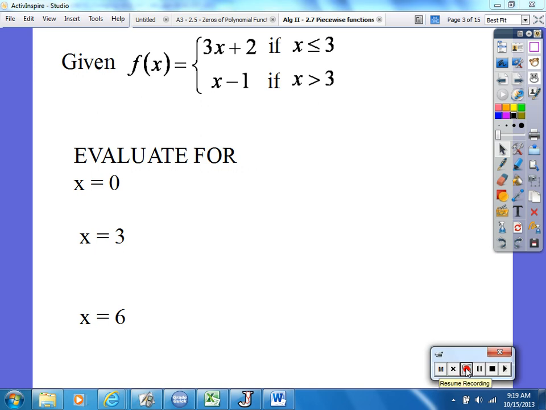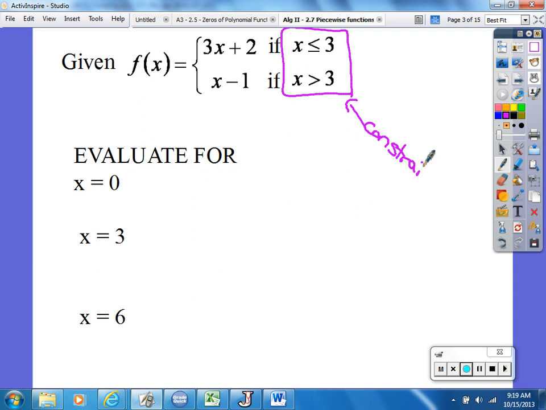So in a piecewise function, you actually have two different things going on. This first item are called your constraints. Your constraints help you to know what your domain is. So another word for constraint may be domain. So notice on the top constraint, I have to be less than or equal to 3, but on the bottom constraint, I have to be greater than 3.